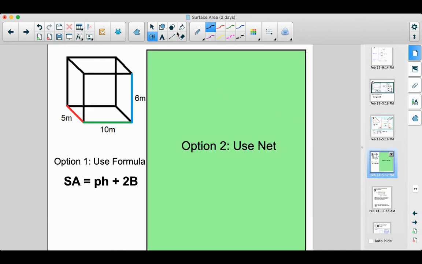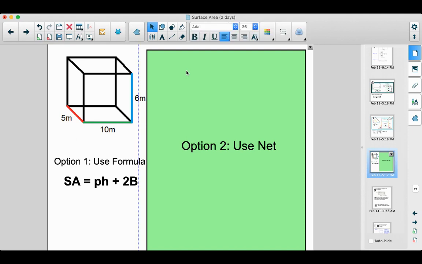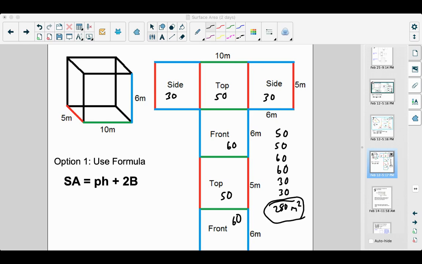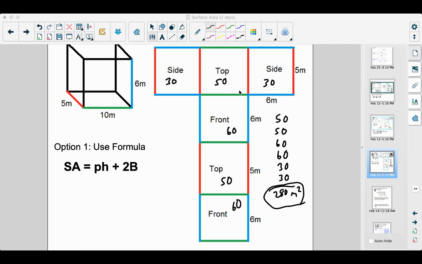Why don't you try this one? Okay, so I'll give you a minute to figure out on your own the surface area of this shape. When you got it, hit resume and see if you're right. All right, welcome back. Hopefully you got 280 meters squared for this surface area.